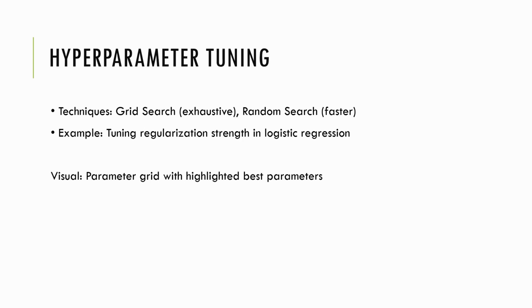In machine learning, the performance of a model can often be improved by tuning hyperparameters. Hyperparameters are the settings that control the learning process, like the learning rate or regularization strength. Methods like grid search and random search allow us to systematically explore different hyperparameter combinations to find the best configuration for our model.